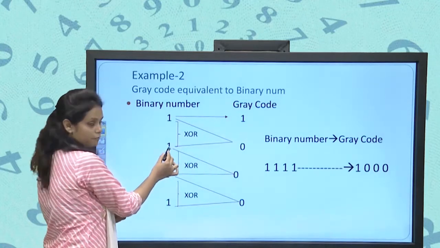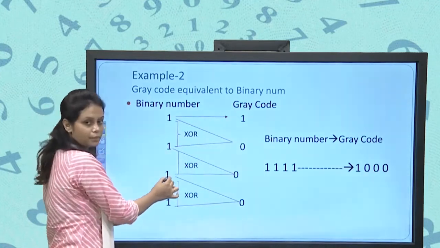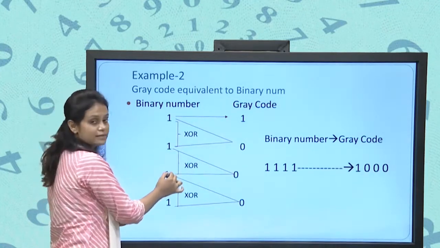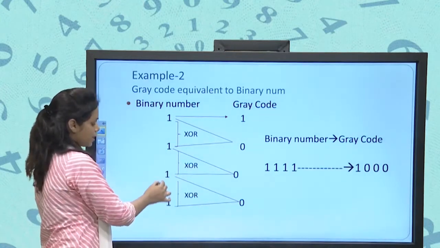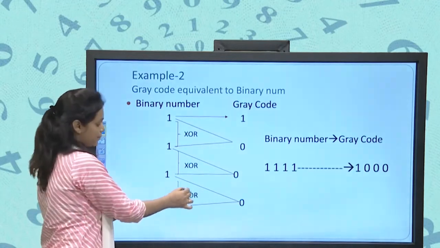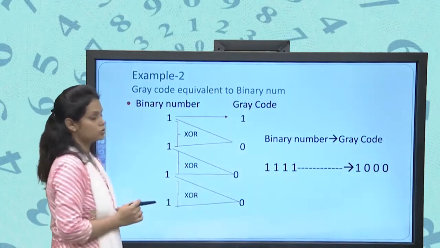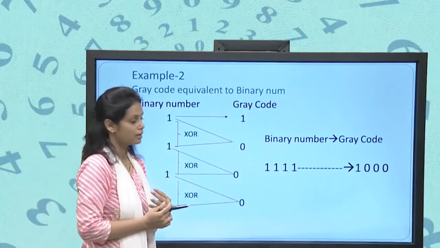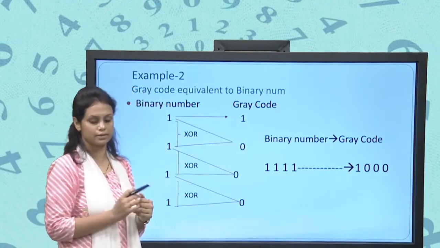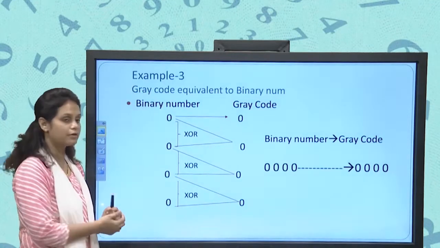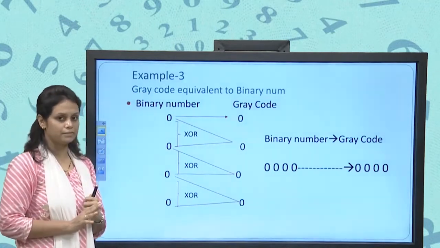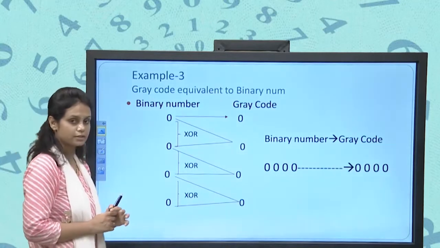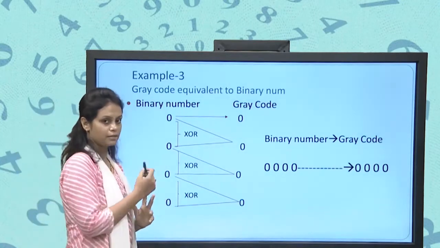Again we'll make the pair of the second and third bit. Again these 2 bits are same. So output of the XOR operation is 0, right? Again we'll make the pair of these last 2 bits and apply XOR operation. The output is 0. So our output of this binary number is 1000. This is the gray code. Fine. We'll see one more example. Suppose we are having the binary number 4 times 0. First we will convert this number into the gray code.